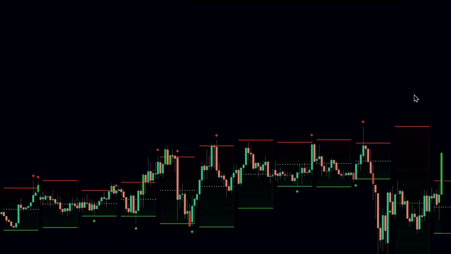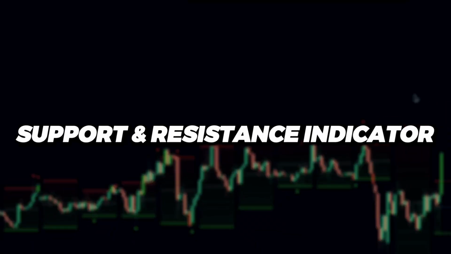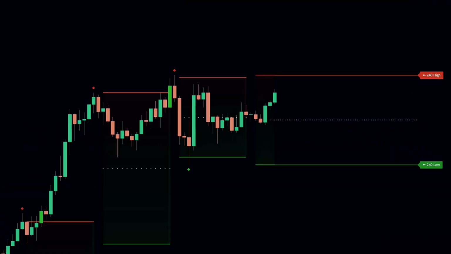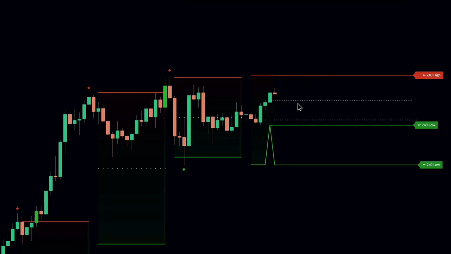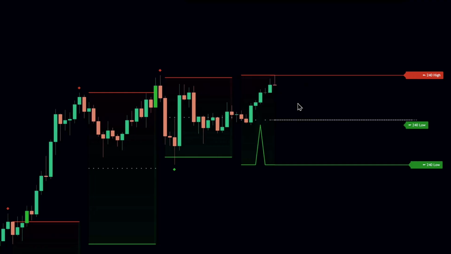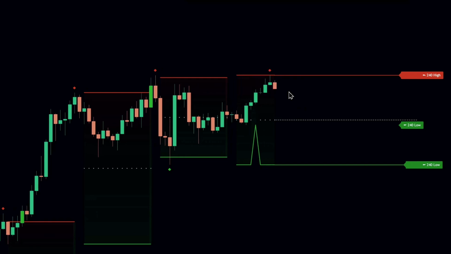The first is to use it as a support and resistance tool. For example, if you see a higher time frame high level, marked by a red line of course, you'd wait for the price to approach that level and bounce off it, turning it into a resistance. Once the bounce happens, look for signs of a bearish continuation and take your trade.